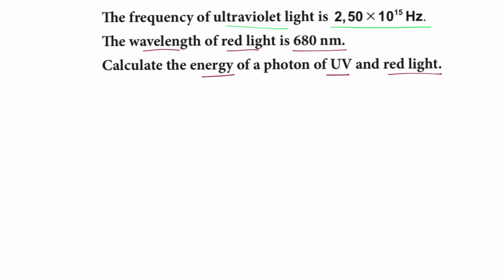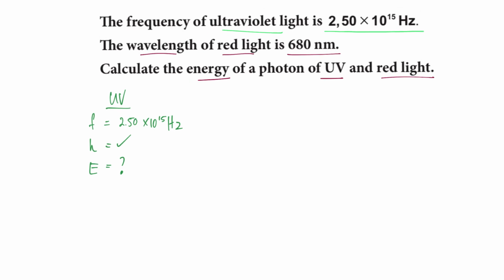Now let's have a look at the first one. For the UV light, we want the energy of a photon, so we have two options, but let's look at what we have. For ultraviolet light, we have the frequency, which is 2.50 times 10 to the power of 15 hertz. We know we have H, so that's sorted out. And we need the energy of a photon. Now, if I look at the information I've been given, I can use the easier one, and I can go ahead and say that E is equal to hf. So that's the formula that I've chosen.